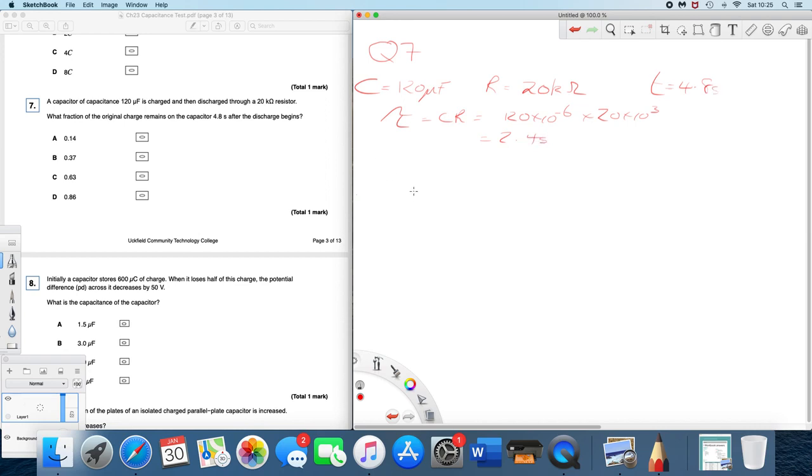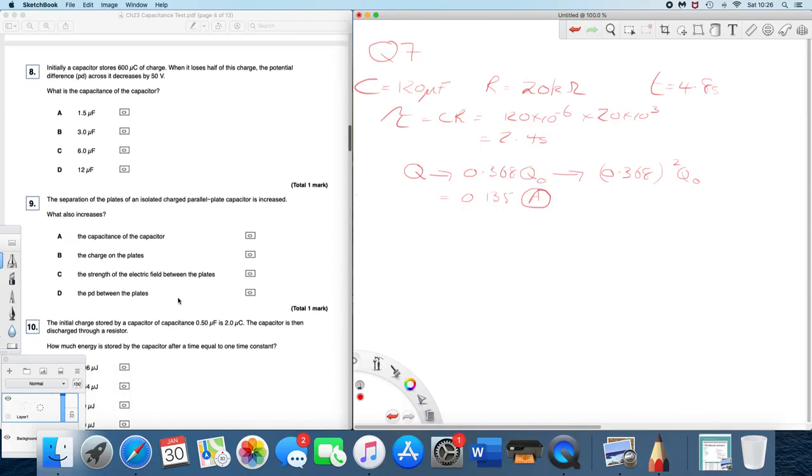So our charge after one time constant will go to 0.368 of our starting charge, and after a second time constant we go to 0.368 of that. So that is 0.135, and therefore the answer is A.